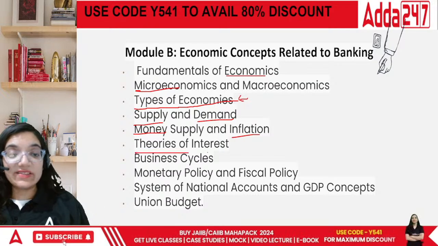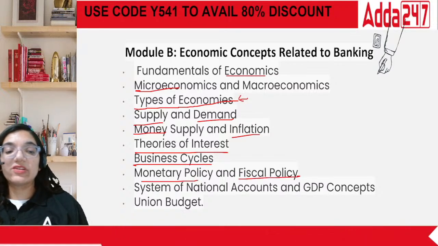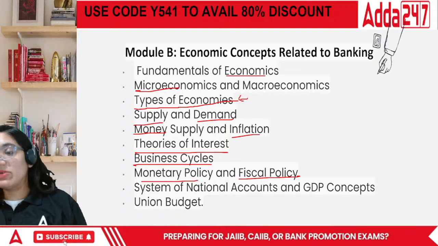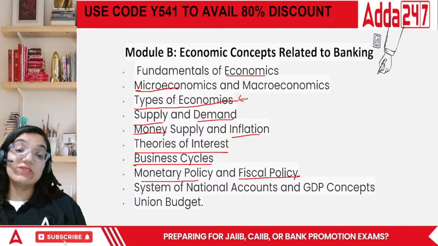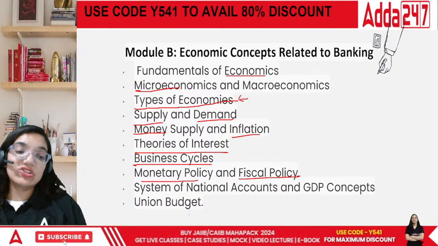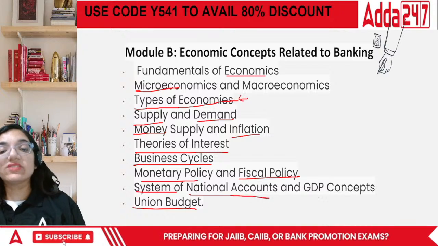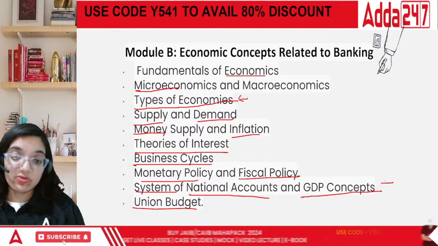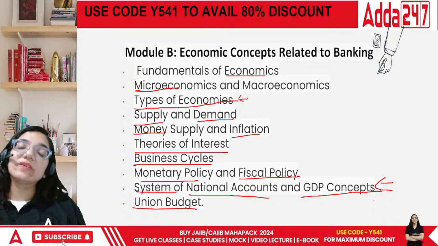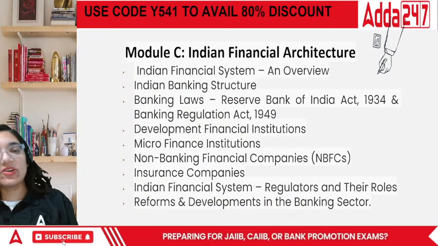Theories of interests, business cycles. Then monetary policy and fiscal policy. Monetary policy is related to the monetary fund of the organization or of the country, while fiscal is related to the taxation part. Then if you are understanding the taxation part, and of course union budget is also there. System of national accounts and GDP concepts, that is also going to be covered in this specific area. That's all for module B. Slightly smaller than module A for sure.